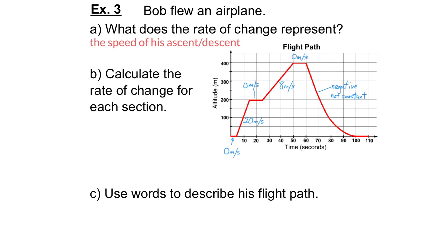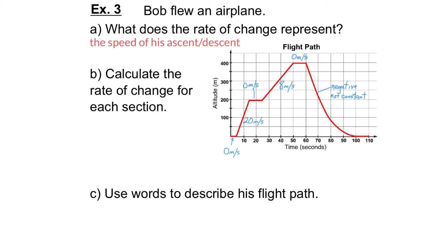So these are the answers I got. For the first section, there's no change in altitude, so the rate of change is 0 meters per second. In fact, every time the line is horizontal, the rate of change is 0 meters per second. For this section though, from here to here, we are increasing 200 meters in altitude over a span of 5 seconds. So 200 divided by 5 is 20, so that's 20 meters per second.